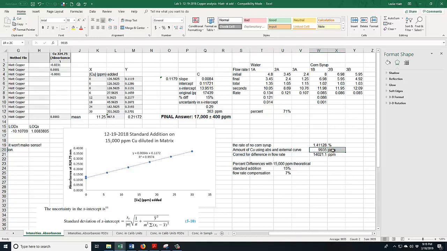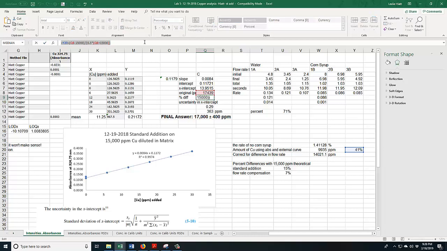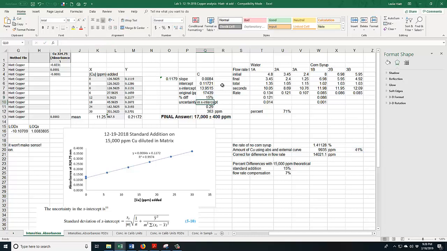It was reading around 10,000 ppm. If I just plugged these absorbances into my external calibration curve, I would have only gotten 10,000 ppm instead of 15,000, which would have been a huge error. That 10,000 number would be about a 41% error. With the standard addition analysis, we're getting around a 15% error. And if I use this flow rate compensation, that's around 7%.